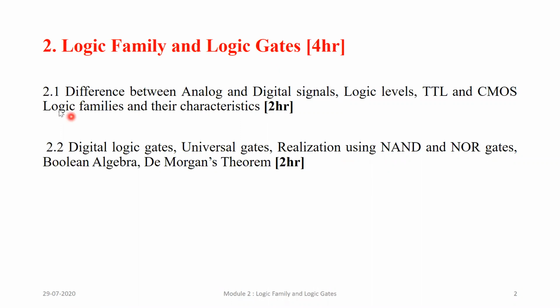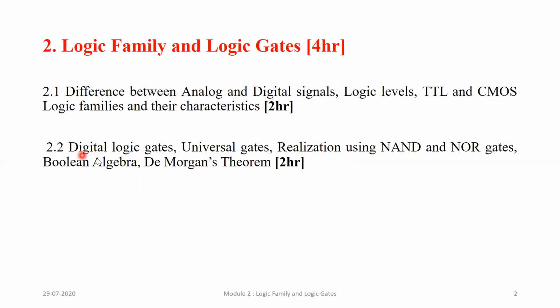So 2.1, right now I'm not starting with 2.1. It is the difference between analog and digital signal. All the students roughly have an idea what an analog and digital signal is, so I'm not covering this. It's all theory. Then the logic families, TTL, CMOS, and their characteristics. So I will be starting with 2.2 right now, then I will go with 2.1.